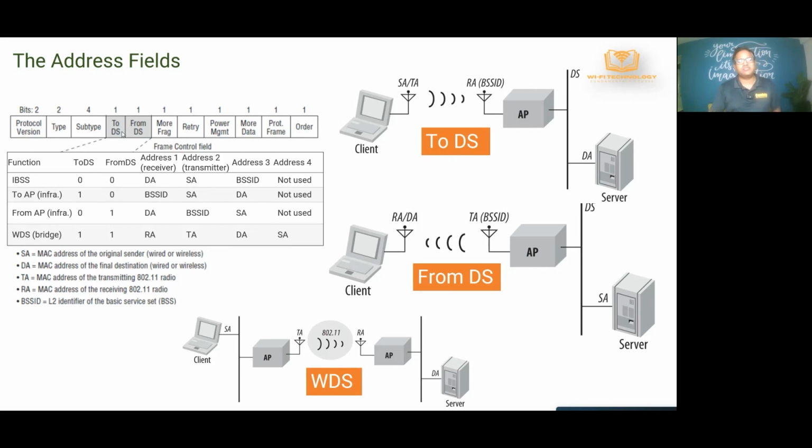So when the receiver is receiving something and it sees the 2DS and FromDS bits are set to 0, that means it knows that that packet or that frame terminates there. It doesn't go further. It basically stops there, right?